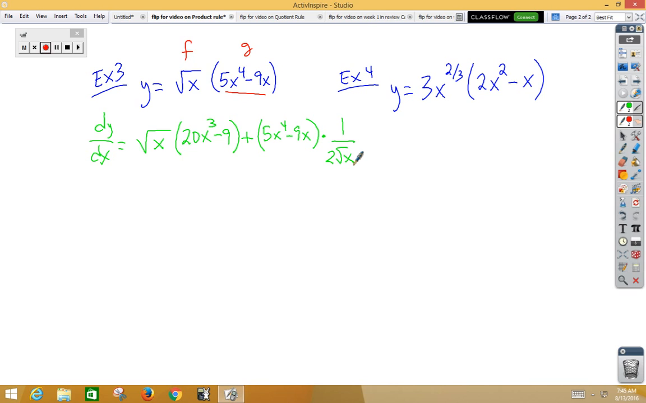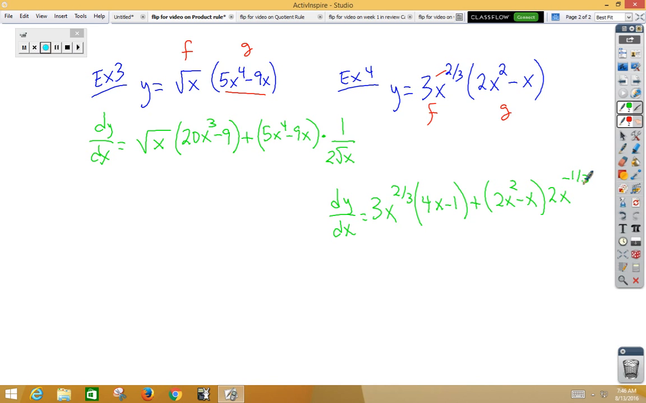In our fourth example, 3x to the 2/3 is f, the binomial is g, so dy dx is equal to 3x to the 2/3 times the derivative of g, which is 4x minus 1, plus the second function, 2x squared minus x, times the derivative of the first. We use the power rule. 3 times 2/3 would give us a 2x, and then 2/3 minus 1 would be to the negative 1/3 power.